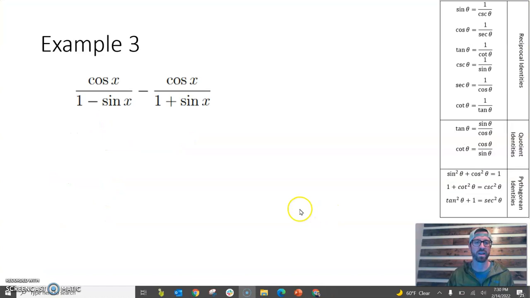Now let's do our third and final example. This one's a little bit tougher. So whenever I look at this problem, I see subtraction.